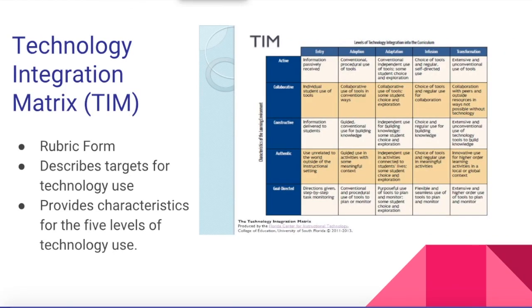The final framework we're going to look at is the technology integration matrix. The best part about this matrix is that it's in a rubric form, and we as teachers are very familiar and comfortable with the rubric form. What I like best about this one is it describes targets for technology use and provides characteristics for 5 levels of technology use. As a teacher, especially of special needs students, it is important that I have a lot of information to help them understand where they're going, and this framework really provides that information.